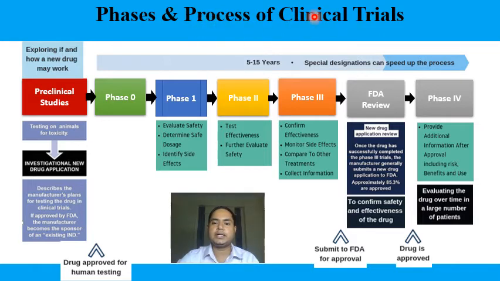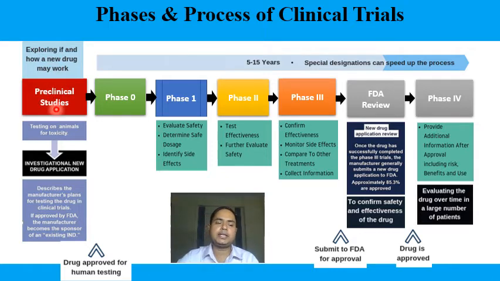The process of clinical trial takes 5 to 15 years, and some special designations can speed up the process of the clinical trial also. For example, in the development of the corona vaccines, you can find some accelerated speed of the clinical trial process. So after the preclinical study has been validated, a study is performed to explore if and how a new drug may work.